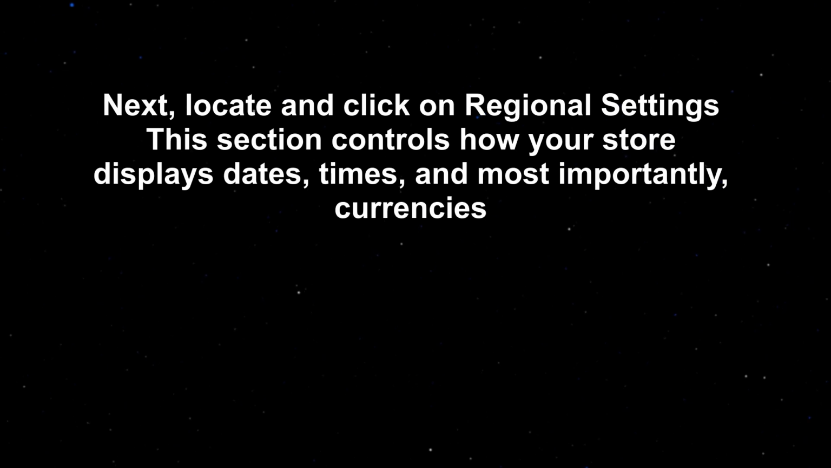Next, locate and click on Regional Settings. This section controls how your store displays dates, times, and most importantly, currencies. You'll see a currency drop-down menu. Click on it to reveal a list of available currencies. Select the default currency you want your store to use. This is the primary currency for your product prices.